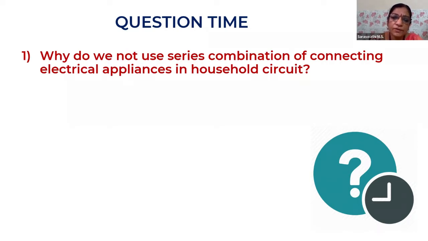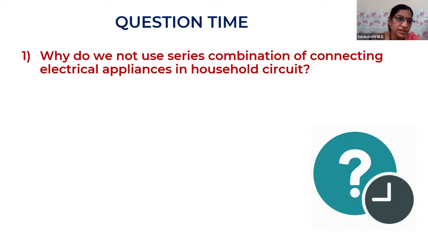If one appliance gets affected, the others will also get switched off, because the same current is going to be throughout. Yes, agreed. Each appliance needs a different voltage, and that can also be considered. Each appliance will require a different current also, isn't it? Yes, ma'am. Because the same current will flow through all three appliances, they might not even function.